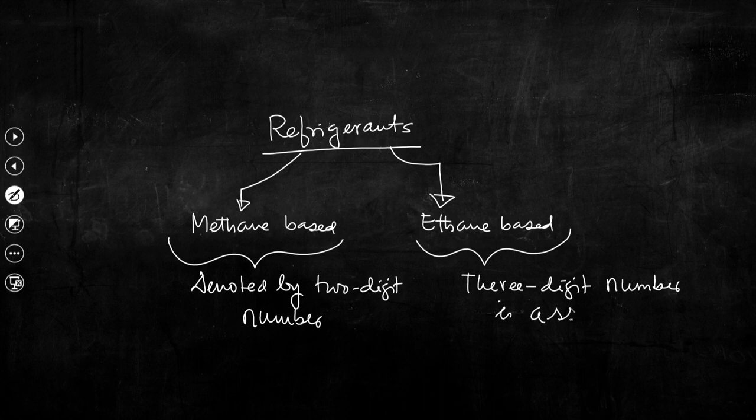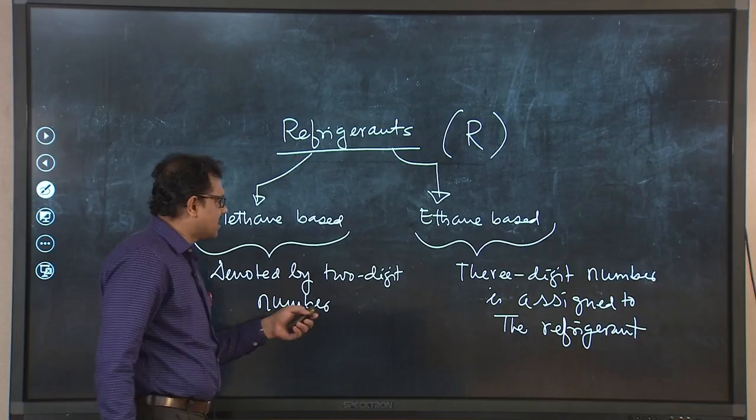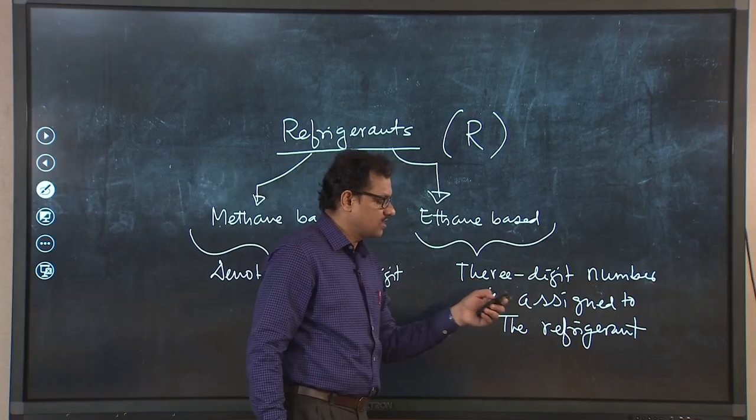This 3-digit number is assigned to the refrigerants which are ethane based. Refrigerants are given names that start with R. If it is methane based, it is denoted by a 2-digit number; if it is ethane based, it is denoted by a 3-digit number.